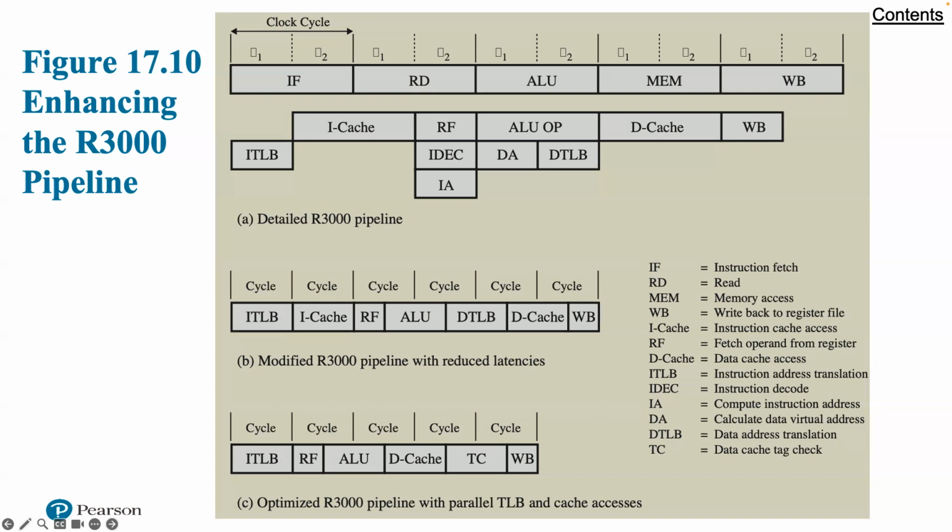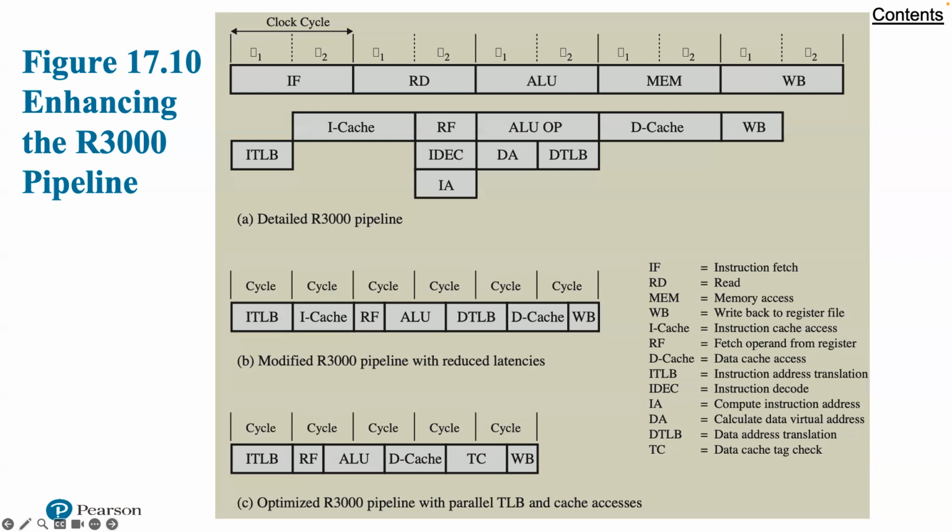So Figure 17.10B shows a first step. Remember that the cycle in the figure is half as long as those in Figure 17.10A. Because the caches are now on the same chip, the instruction and data cache stages take only half as long, as they still occupy only one clock cycle. Again, because of the speedup of the register file access, register read and write still occupy only half of the clock cycle.